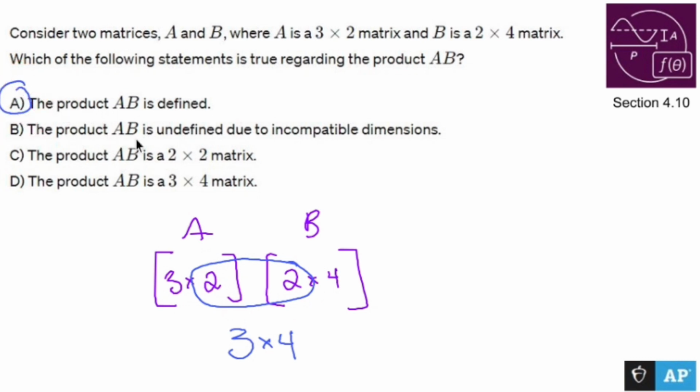So the product AB is defined. Yep. The product AB is undefined. Nope. The product AB is a 2 by 2. Nope. And the product AB is a 3 by 4. Yup. So A and D are true. They are both correct in this case, which is one of those weird ones where it asks which of the following statements is true. We have two statements that are true, and it's going to be A and D.